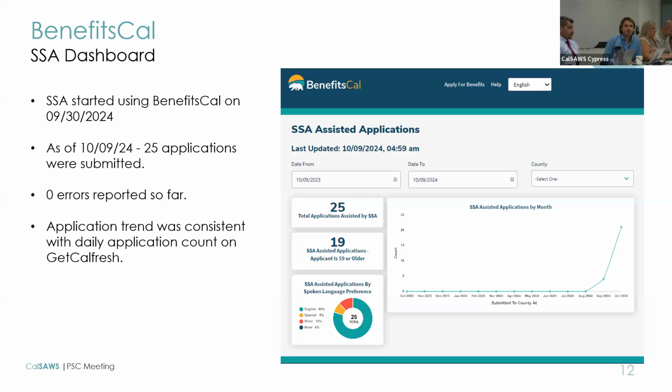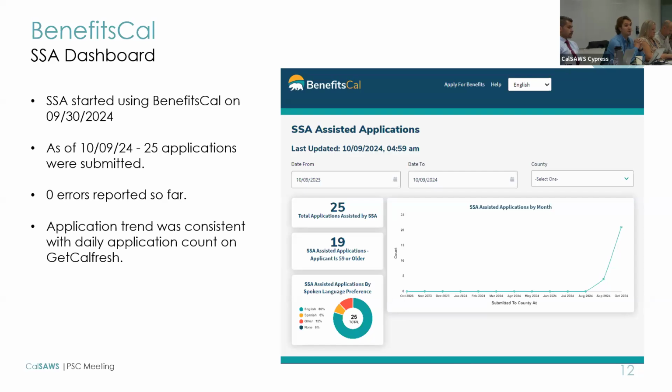Next item we would like to share with our steering committee is around SSA application flow and dashboards. I think you may recall from our previous steering committee meeting, throughout the Get CalFresh parity efforts working with our state partners, CDSS and the Code for America team, we implemented a new feature called SSA Assisted Application Flow, which was deployed to production around end of September time period.